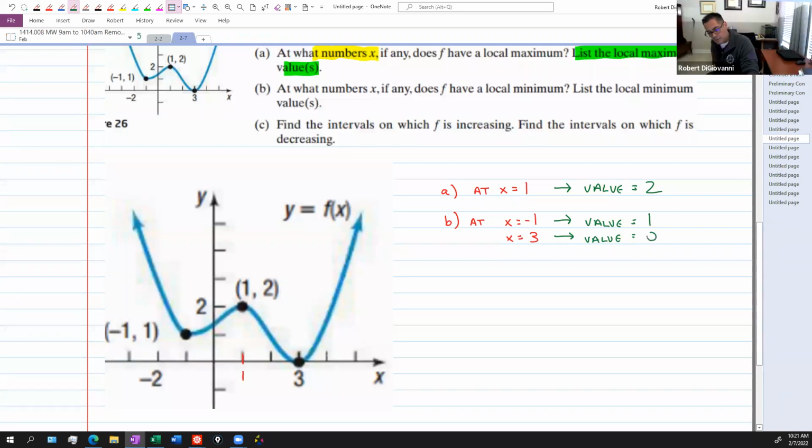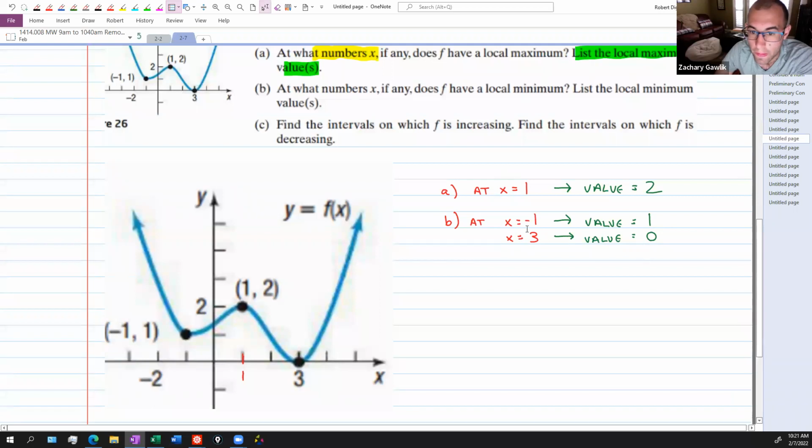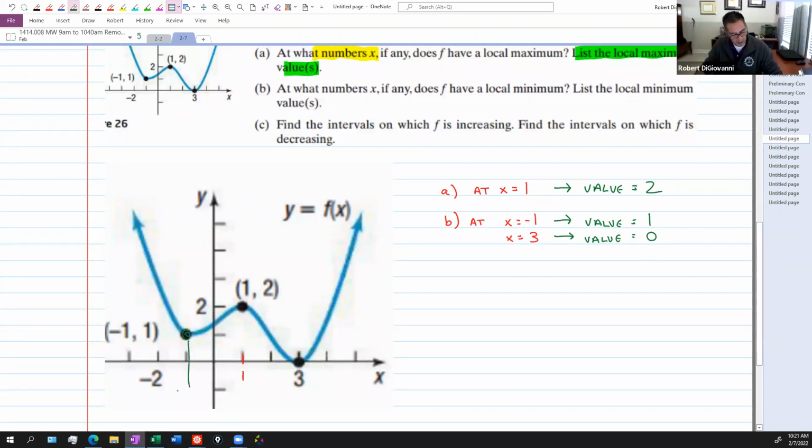0, good. So you're almost looking at these as an ordered pair, right? This point is the point (-1, 1), and this point is the point (3, 0). So when you're giving me where it's happening, you're giving me the X coordinates, and when you give me the values, you give me the Y coordinates, right? That's basically what's happening here. Questions?